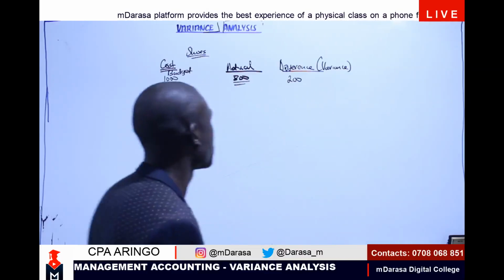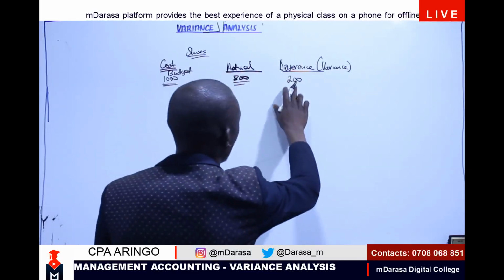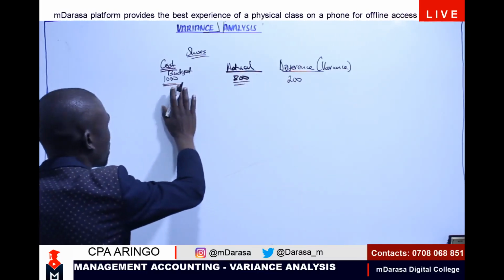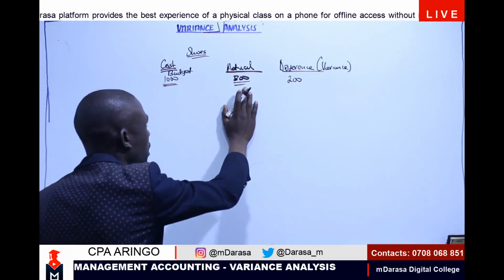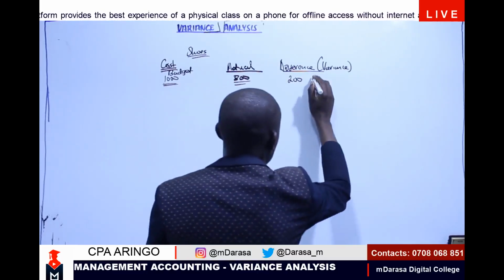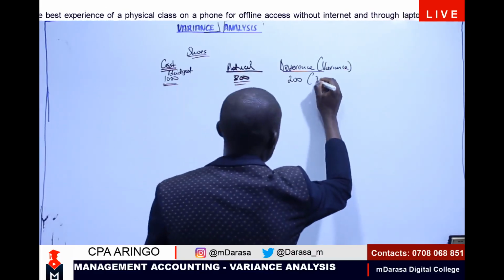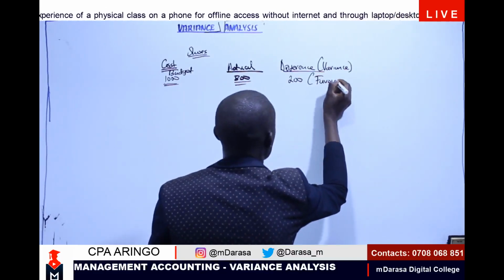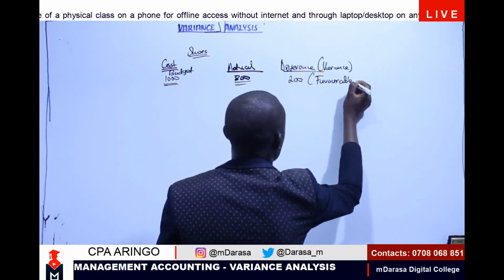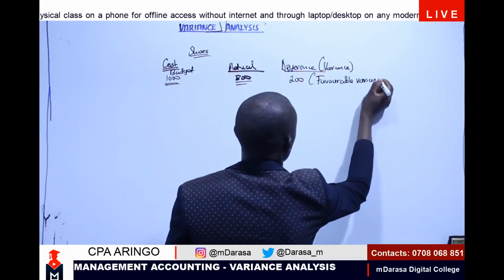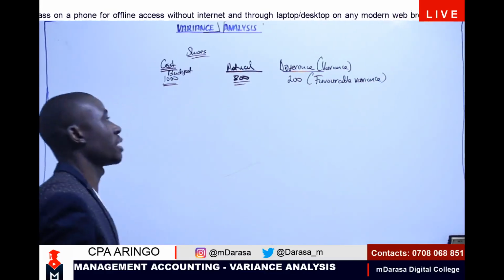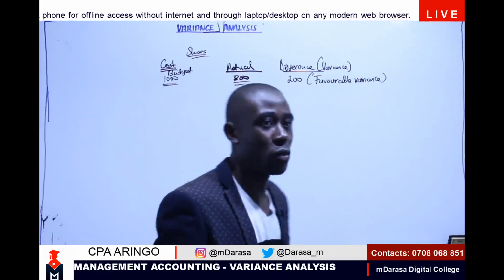You'll find that at this point, this variance is in favor of us because I budgeted to spend 1,000. I'm ending up spending 800. So this variance is in favor of us. And at any given point, whenever variance is in favor of us, we normally term it as what? Favorable variance. We normally term it as favorable variance. That variance is in favor of us.